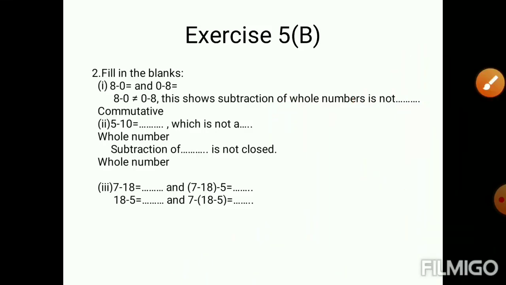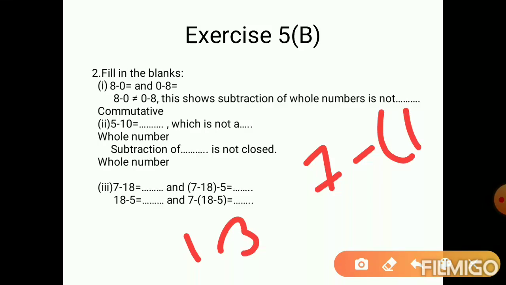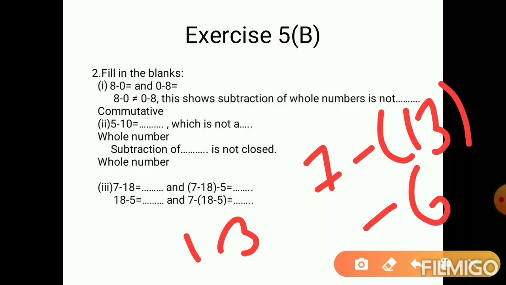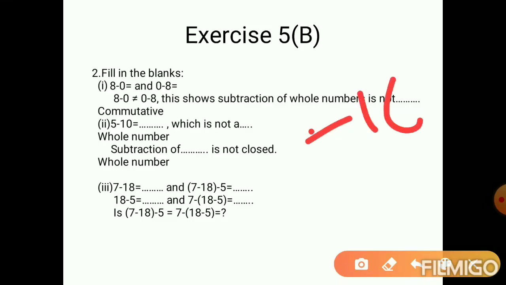And next, 18 minus 5. 18 minus 5 is 13. And 7 minus 13 is minus 6. So here are my two answers. And it is asking, is 7 minus 18 minus 5 equal to 7 minus 18 minus 5 with the brackets moved? No, because in the first subtraction we get the answer minus 16 and here we get minus 6. So subtraction of whole numbers is not associative.